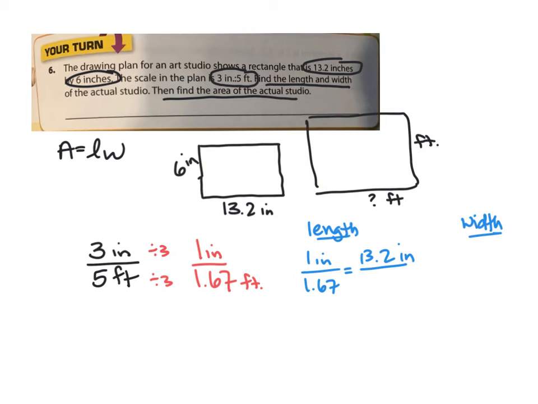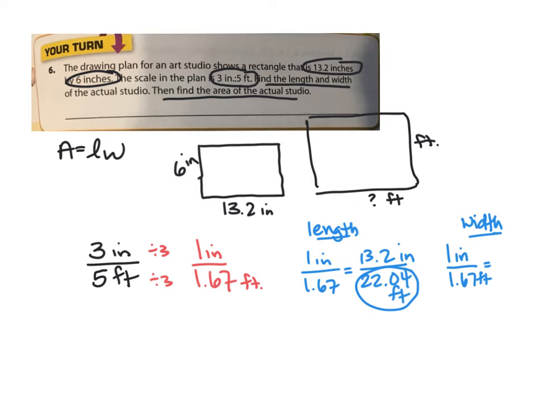I'm just going to do it on the calculator. It comes out to 22.044. I'm just going to round it to 22.04. I keep things in the hundredths place generally, or to the pennies place. My width, 1 inch, is 1.67 feet. Oh, this is feet, by the way, of my actual length.